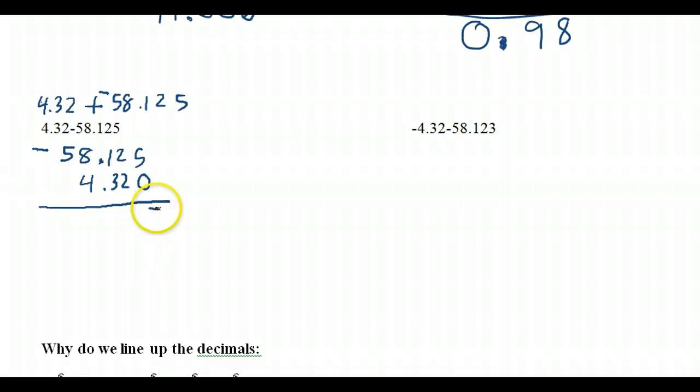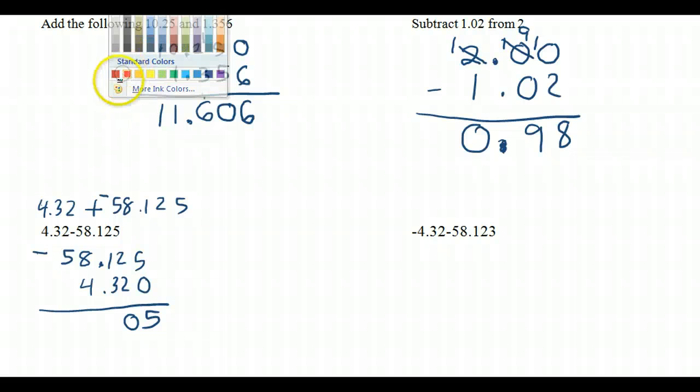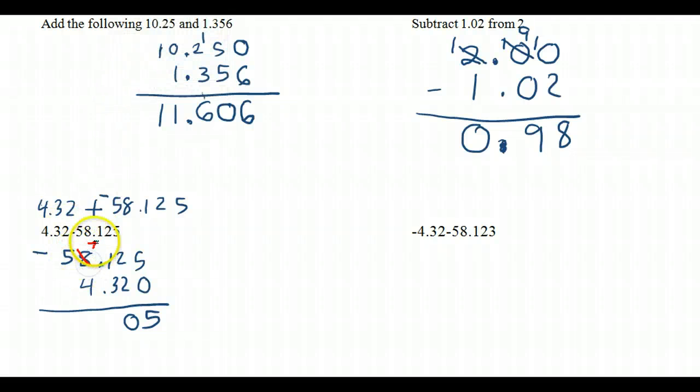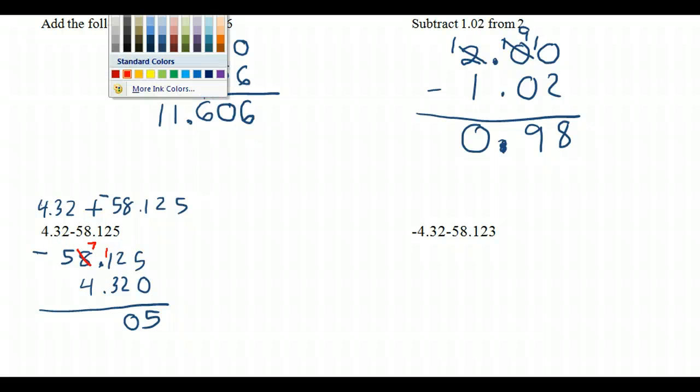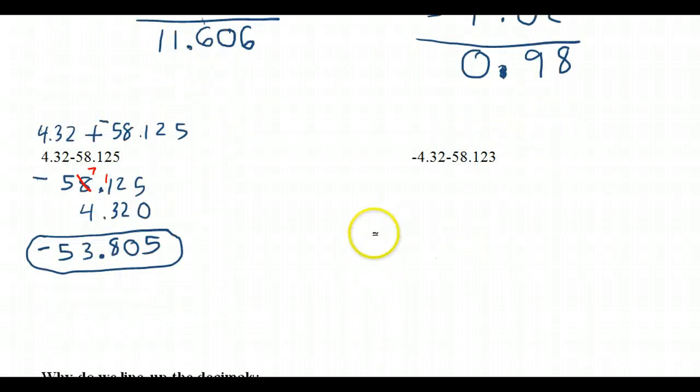5 take away 0, 2 take away 2. 1 we can't, so we come over here and borrow. In fact, let's do that in red so we can mark it. That's 7. Put the 1 there. Alright, we come back. 11 take away 3 is 8. Bring the decimal down. 7 take away 4. And then 5. And larger will always decide the sign. So the 58 is bigger than 4. So it is minus. And then that is our answer.